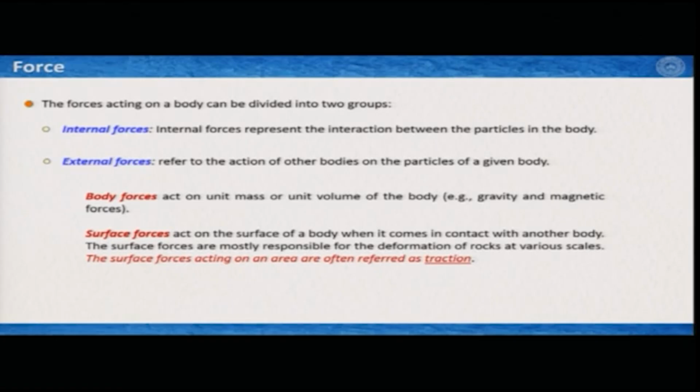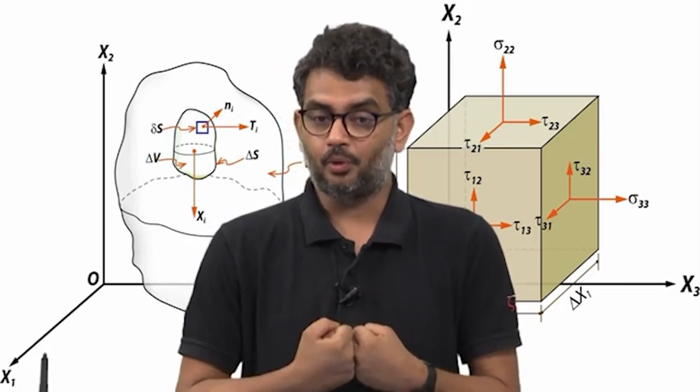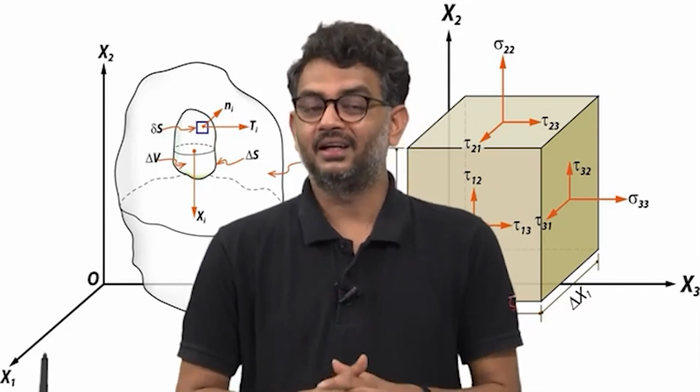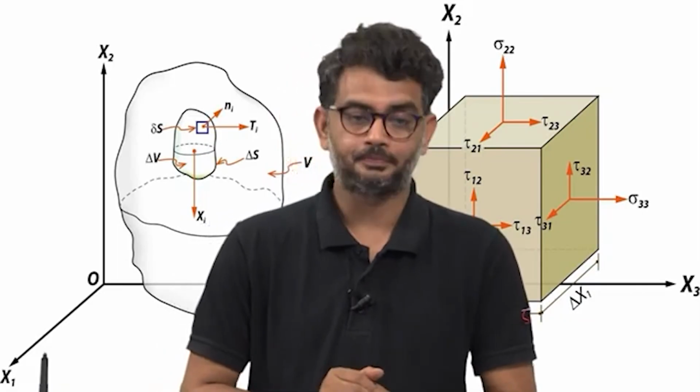Now, surface force, which is very important to us, acts on the surface of a body when it comes in contact with another body. The surface forces are mostly responsible for the deformation of rocks at various scales. So, you need a contact to have surface forces, otherwise your body will not deform. If there is no distortion, no deformation, then you are not dealing with surface forces, you are probably dealing with body forces or some other forces.